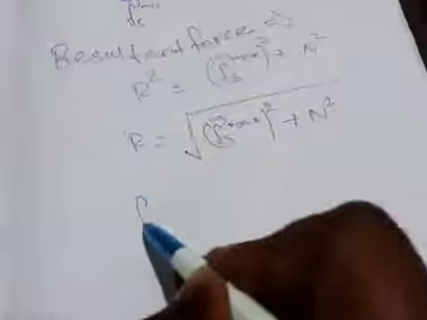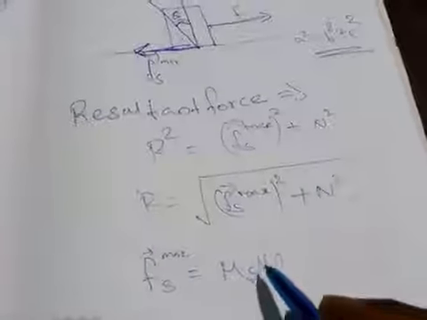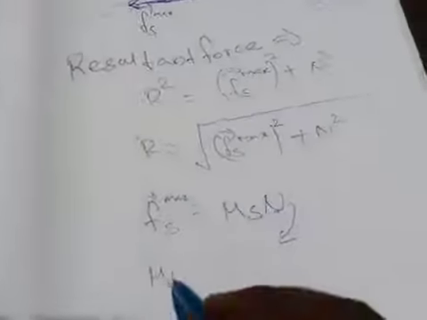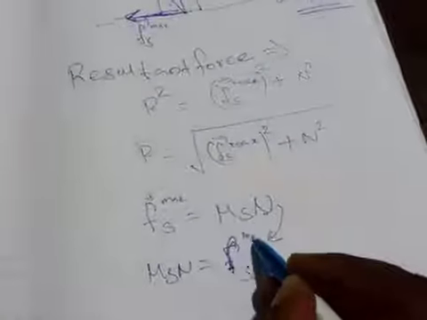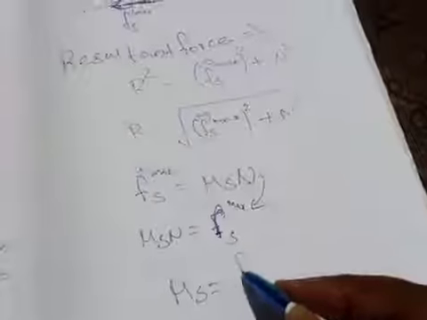Now we know that frictional force formula, Fs maximum will be, the formula will be what? Is equal to mu Sn, the formula. Now we need to find out from this equation, what I am going to write is mu Sn is equal to Fs maximum. So mu S is equal to what? Fs maximum by n.